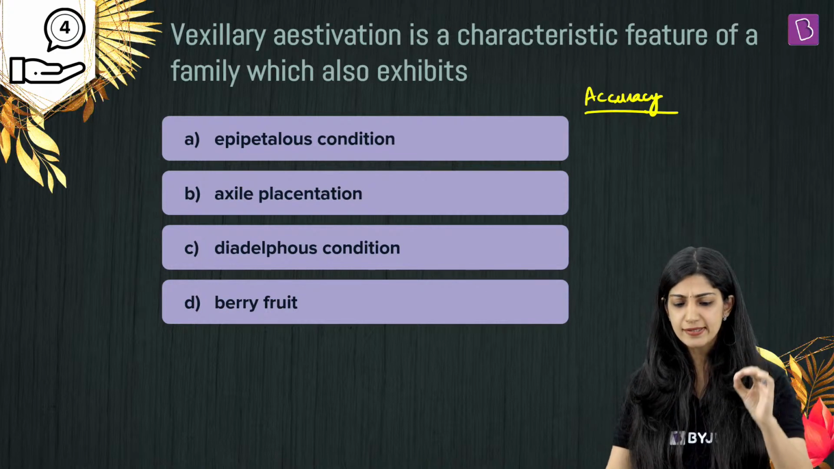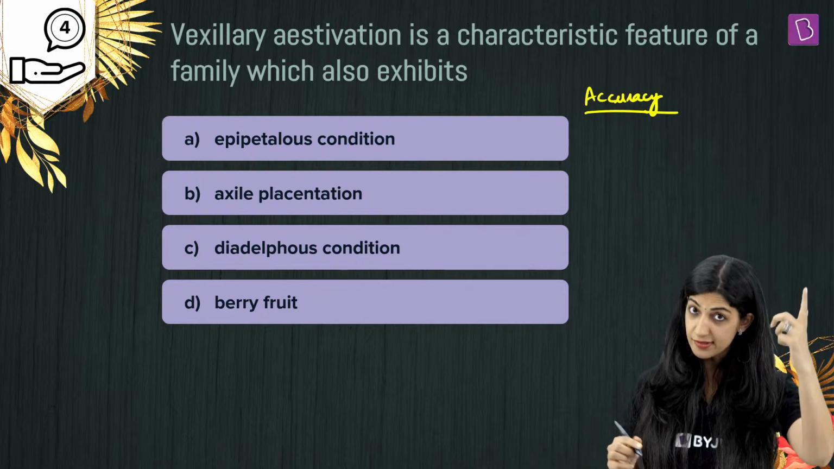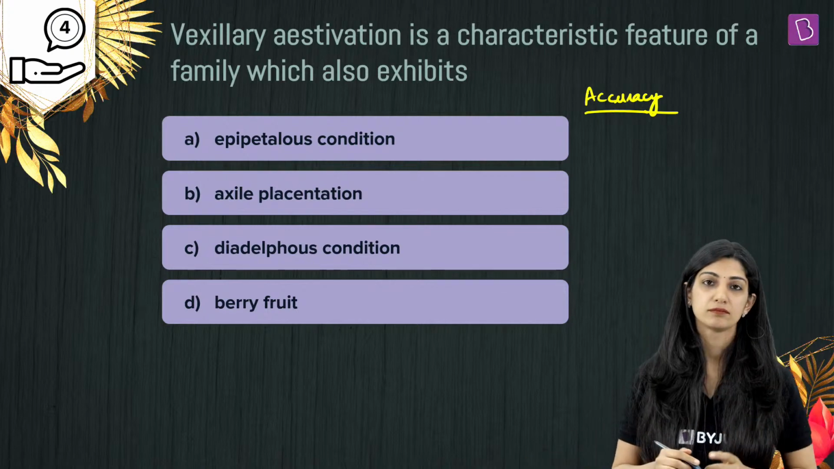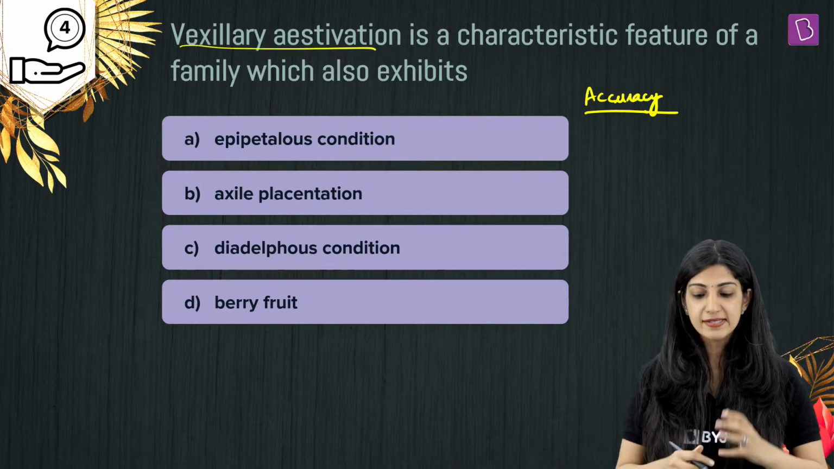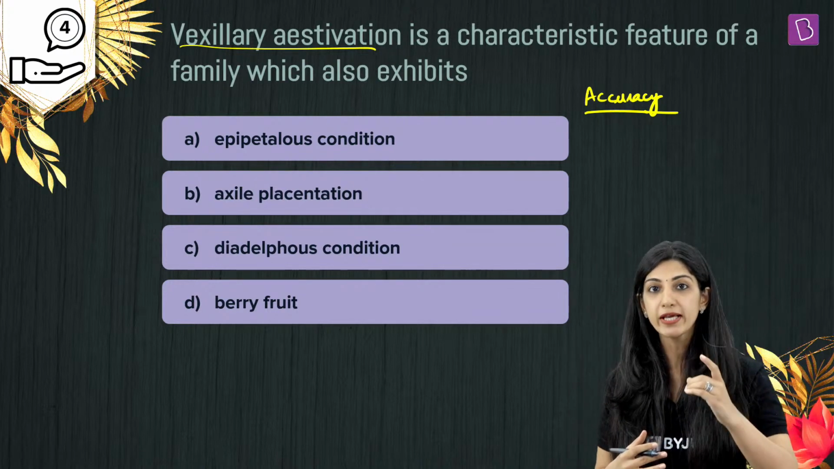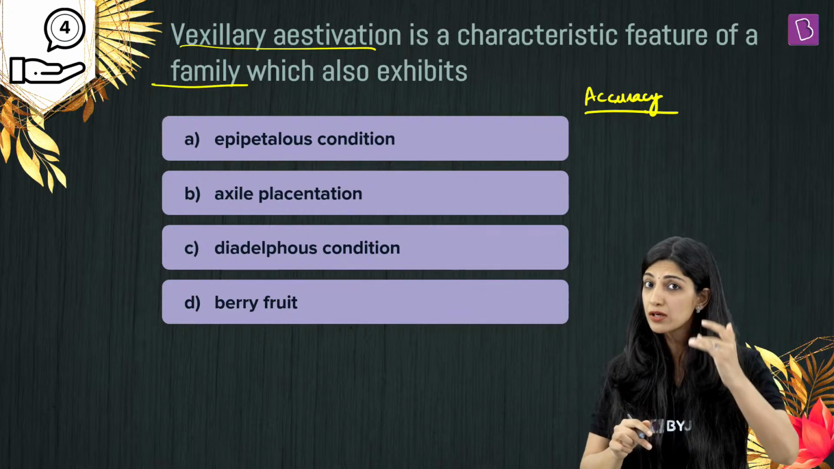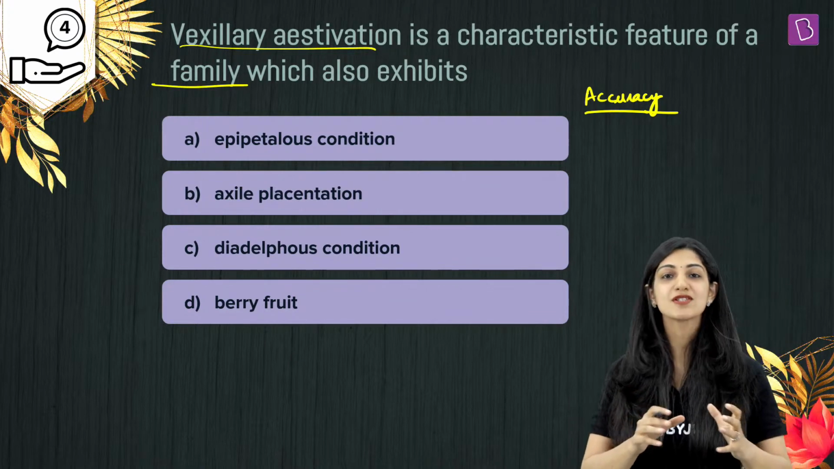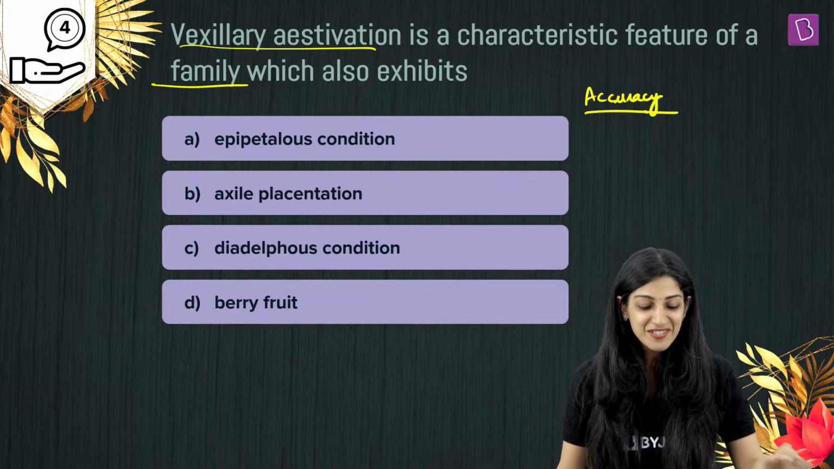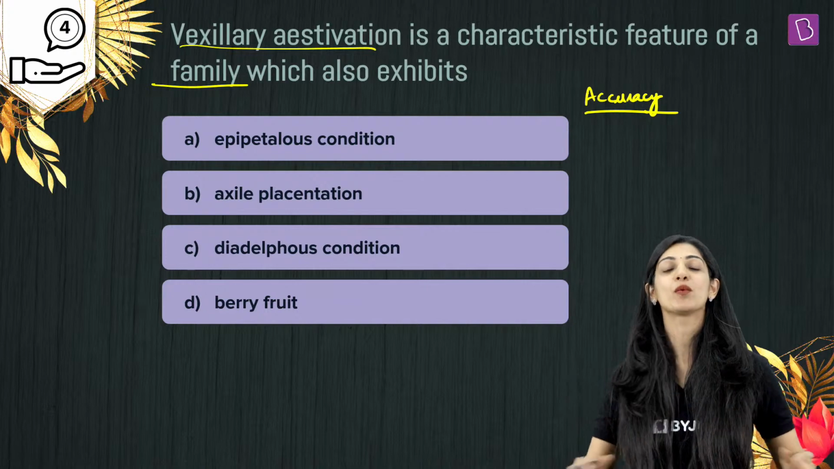Okay, so vexillary estivation. It should hit your mind: okay, vexillary estivation, now I have to focus there. Vexillary estivation is a characteristic feature of a family. I go to angiospermic families. There you go, the examiner is speaking to me, which also exhibits. This is a very good question. I saw this question and I fell in love with it.